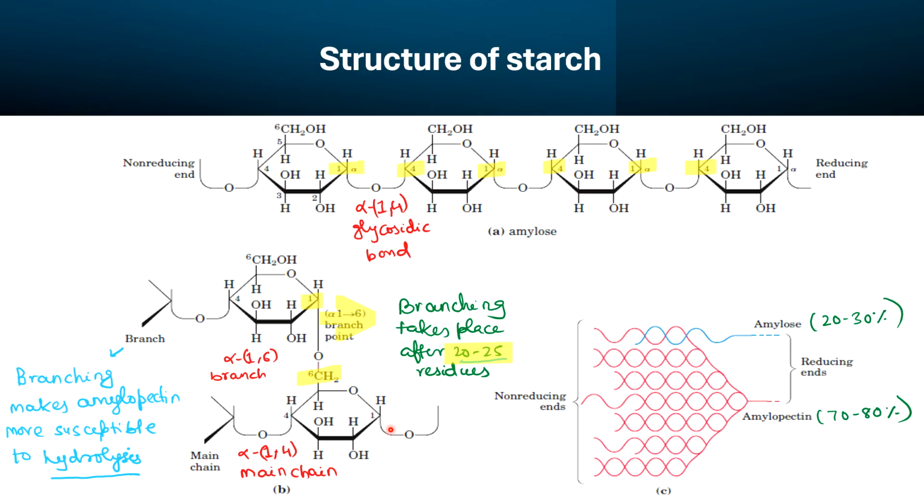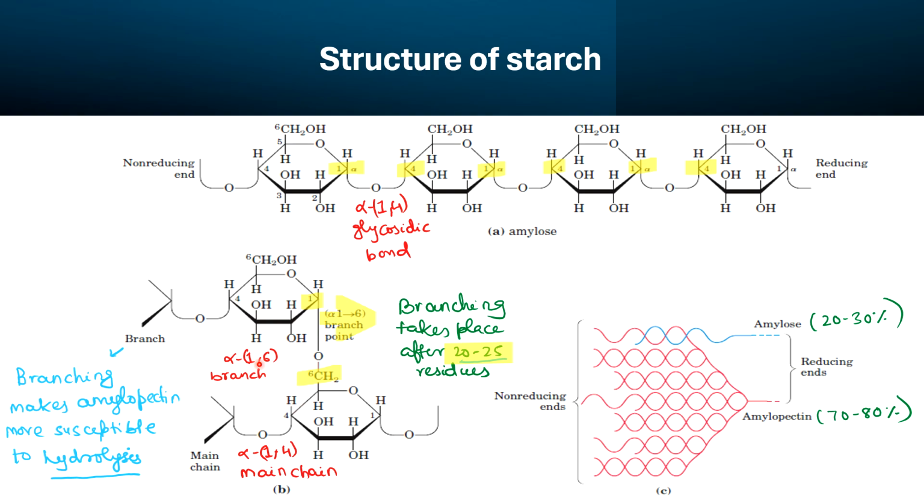What is extra? Additionally, this is your carbon 1, carbon 2, carbon 3, 4, 5 and 6. This C6, the OH present here makes a glycosidic linkage with the OH present in the C1 anomeric carbon of another glucose residue. So there will be a branching seen at the sixth position, and because C1 and C6 are involved in the glycosidic bond formation and the OH is at the bottom, the linkage will be alpha 1,6 linkage.